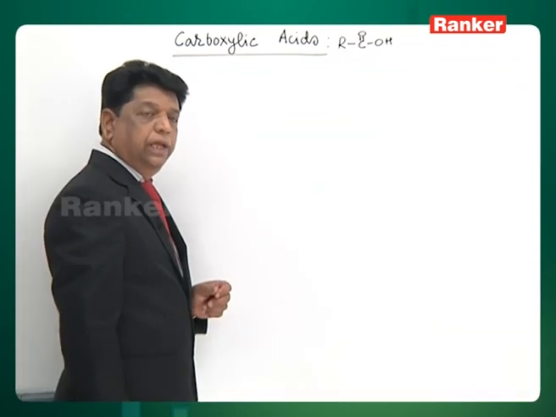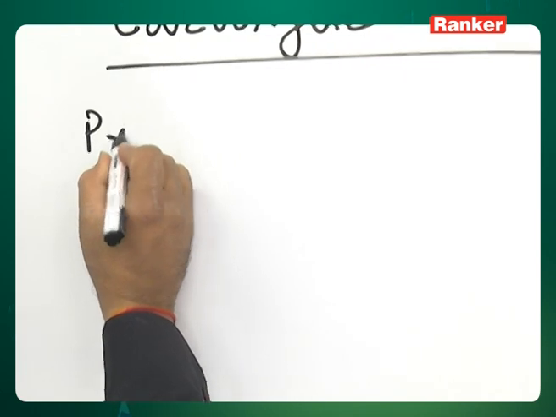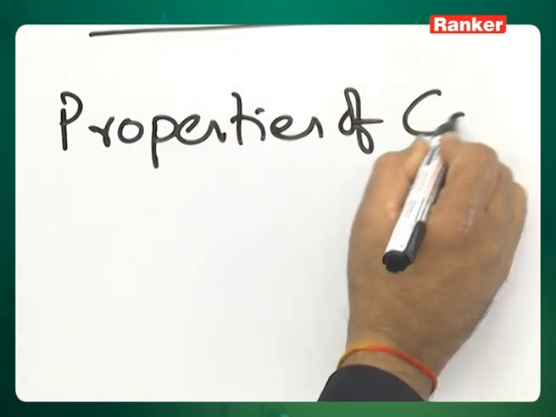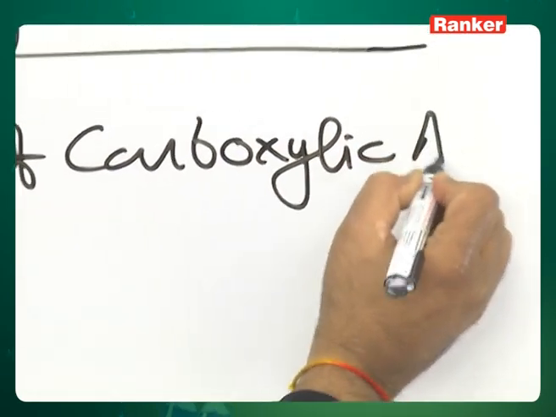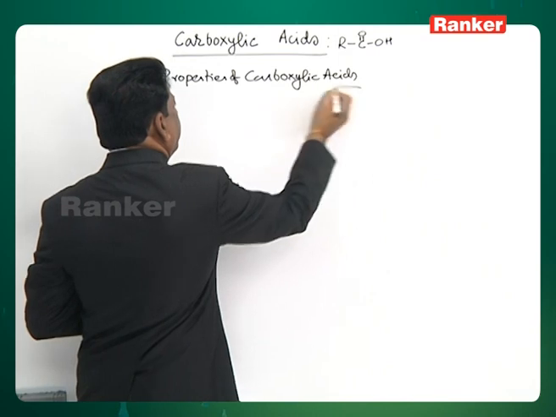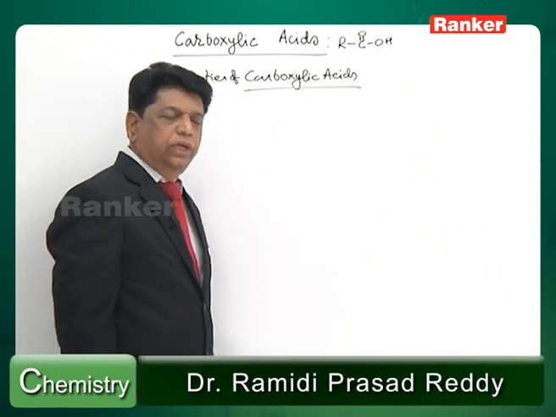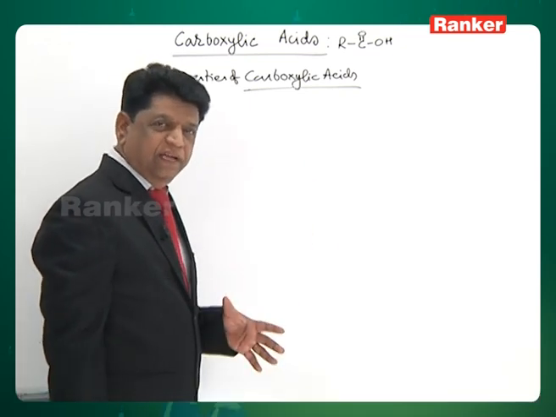Now let us go to the second part of the carboxylic acids, that is, properties of carboxylic acids. Carboxylic acid properties also we can put in a right way and in a systematic way.